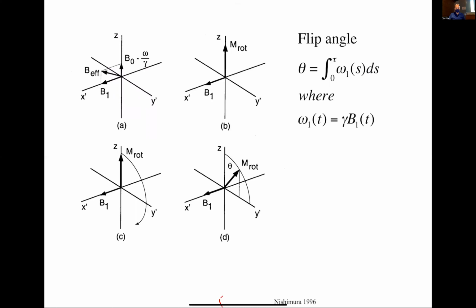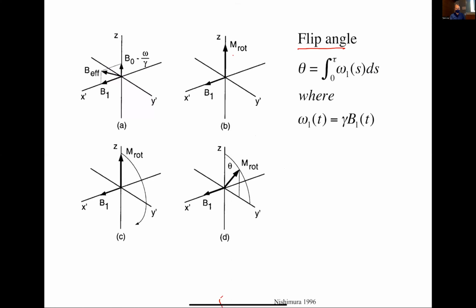Okay, so now we're going to talk about the flip angle. And the flip angle is simply how much we've tipped that magnetization away from its equilibrium position, which is aligned with Z. And the simplest picture is here.